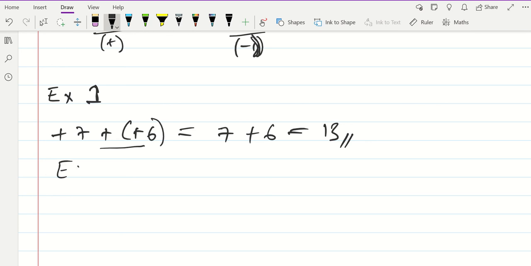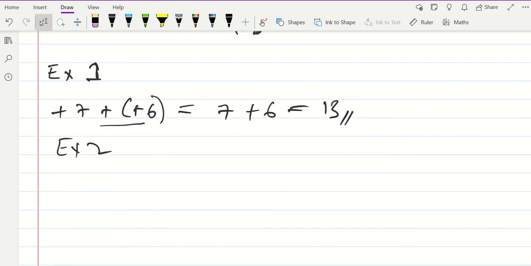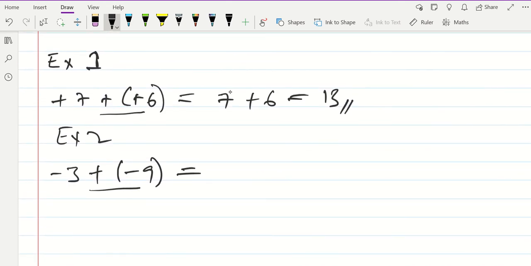So now let's move on to example 2 and see how we'll be applying these rules that we've been learning here. So now we have negative 3 being added to negative 9. And from the set of rules that I've shown you earlier, a positive and a negative are supposed to give you a negative. So this becomes minus 3 minus 9. And this ultimately goes on to become negative 12.